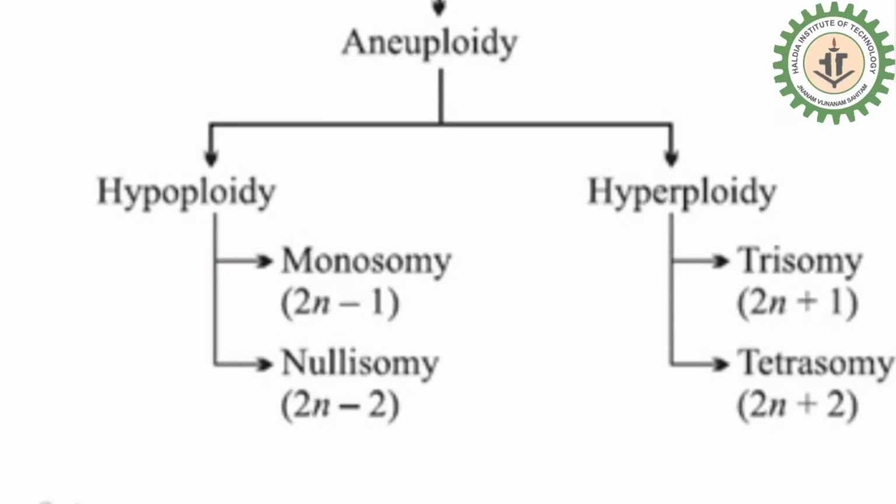That means one or more chromosomes will be fewer than the normal 2n number. That again can be of two types. One is called monosomy, when only one member of one pair is missing from the whole 2n set. Then it is called a monosomy.